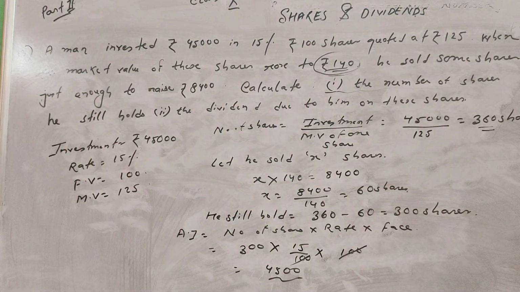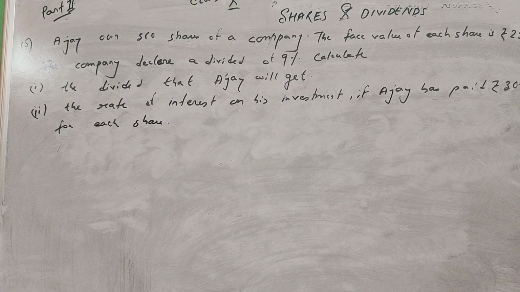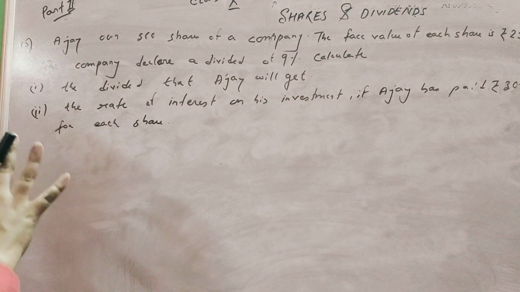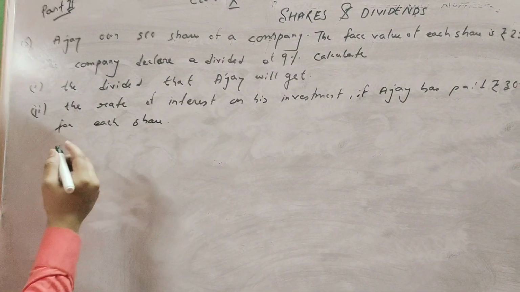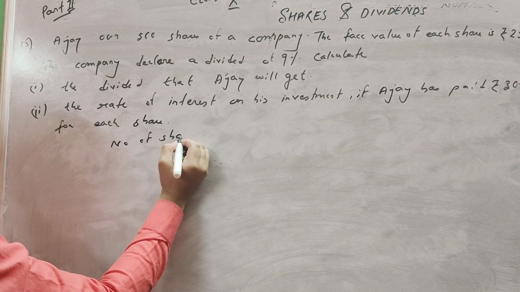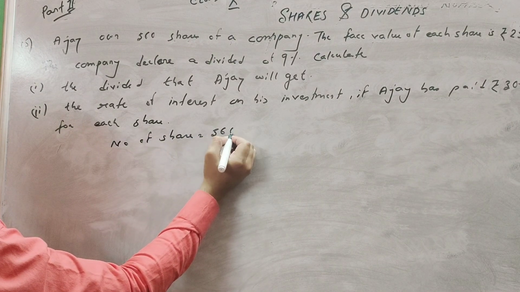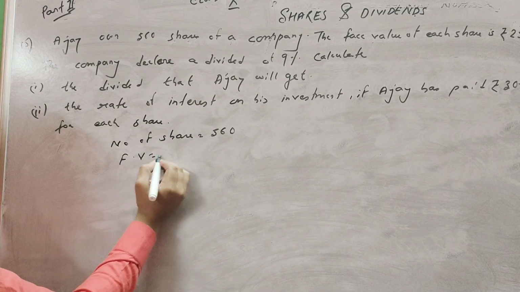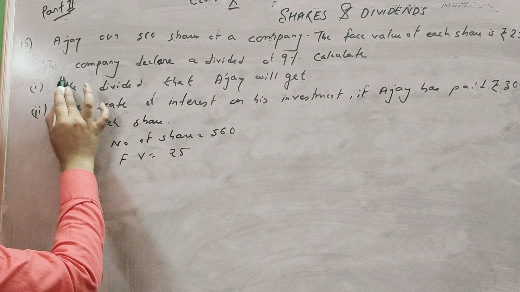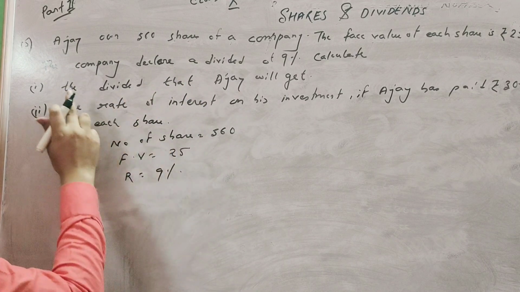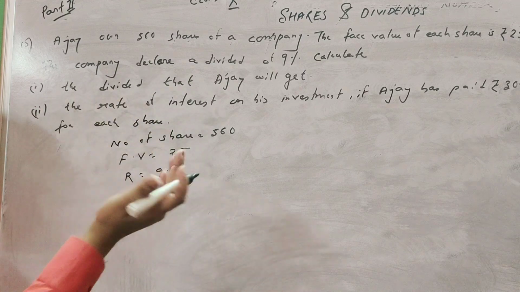Note. Okay, now it's time for question number 15. In question number 15, Ajay owns 560 shares. So the number of shares is 560. The face value of each share is 25. The company declares a dividend, that is rate equals 9%. Calculate the dividend. Dividend means annual income.